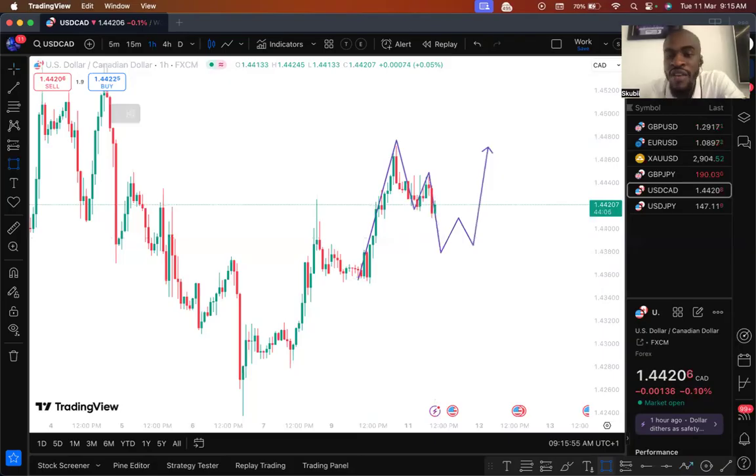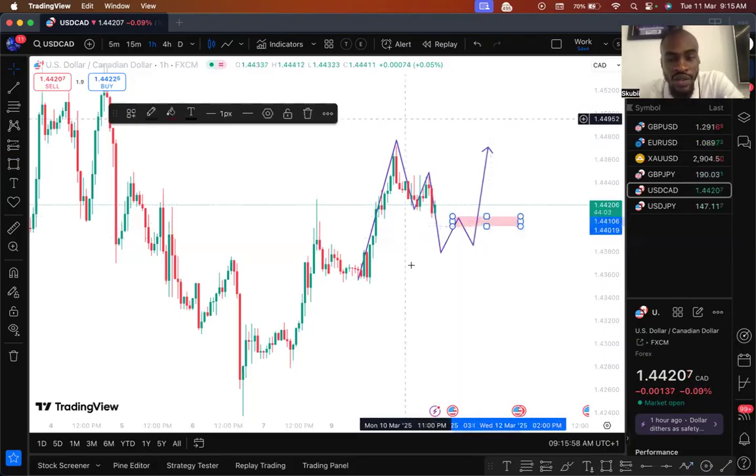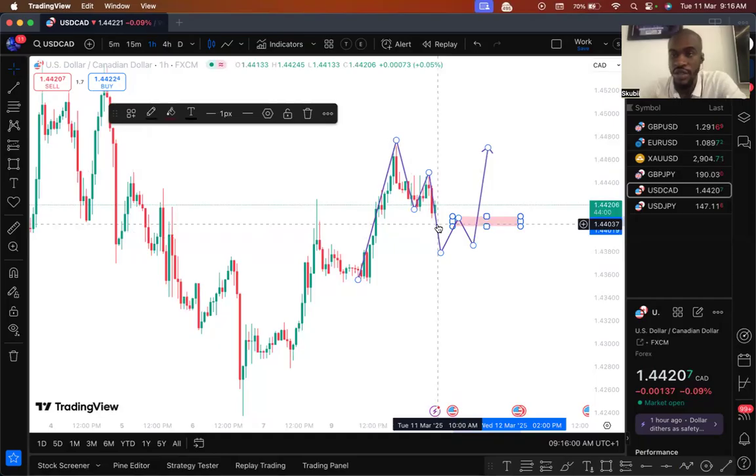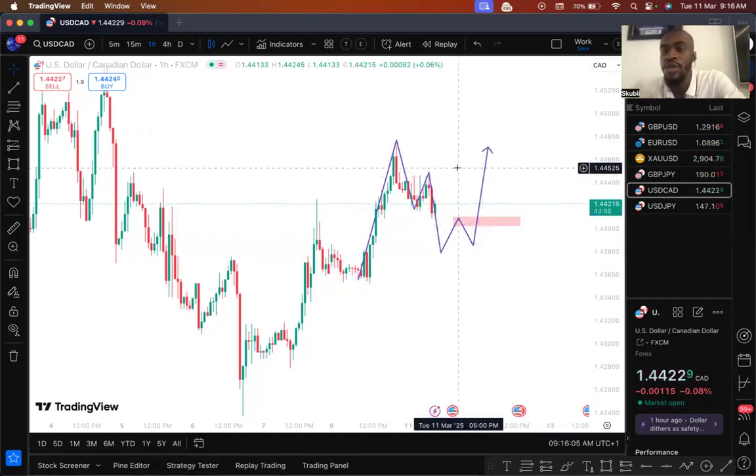But if price doesn't break to the upside and continues doing the downtrend, at some point even the 4 hour is going to shift. Do you understand? But as long as the 4 hour time frame doesn't shift, I'm going to be leaning towards buy opportunities. Hope you guys are getting the idea.